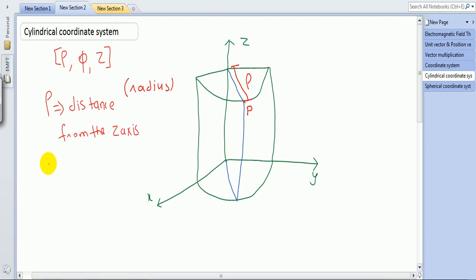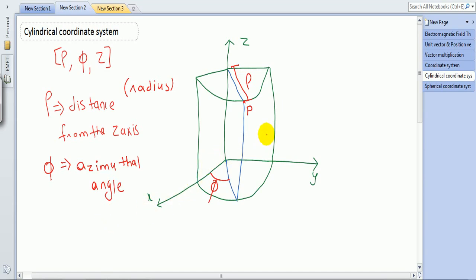Now we will see what is phi. So phi is the angle with the x axis. This line, this blue line, makes an angle with the x axis, that is known as phi. For the angle with the x axis, I have to take this line in the xy plane. So if I project this line on the xy plane, then this angle will be the phi angle. This is also known as the azimuthal angle. And z is the same as in the Cartesian coordinate system.